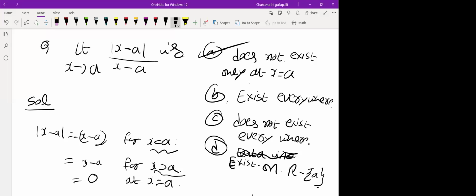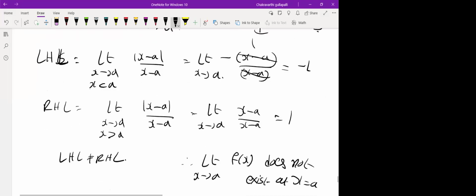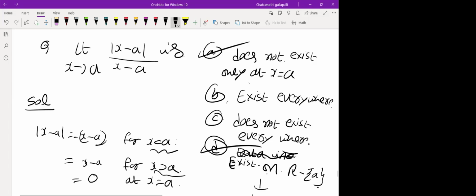Exists everywhere? No, because at x equal to a also, suppose LHL equals RHL, then we could conclude it exists everywhere. Does not exist everywhere, we cannot say, because at points other than a it exists. At all other points, it exists for all x not equal to a. So it exists on R minus a. What does R minus a mean? At all other points except at a. R is the real number system, and remove a from it. Only at a it is not existing; at all other points it is existing. So it may be rewritten as: exists on R minus a.